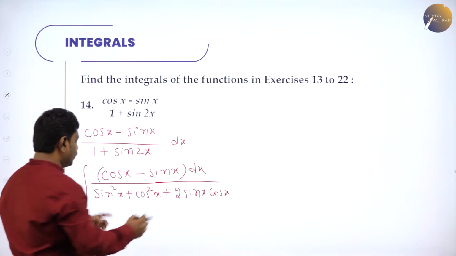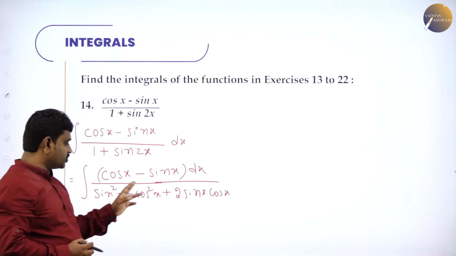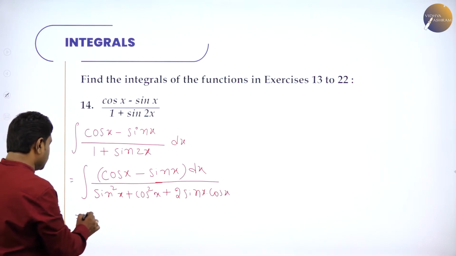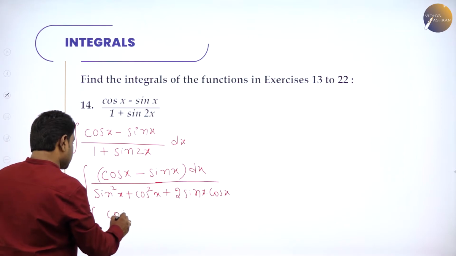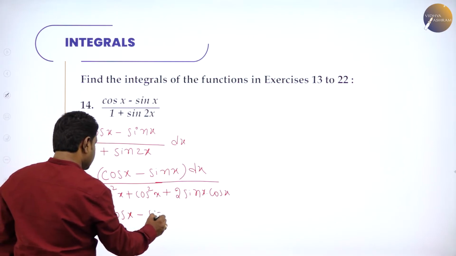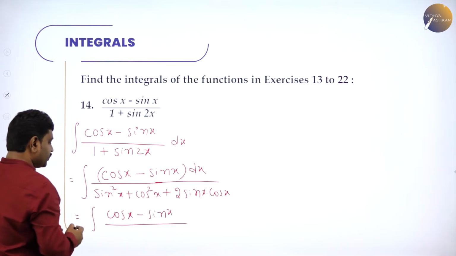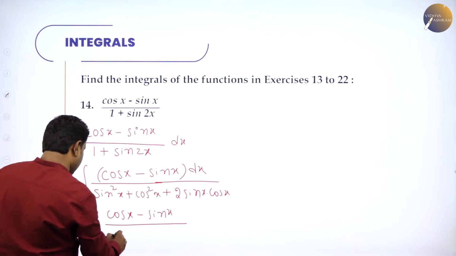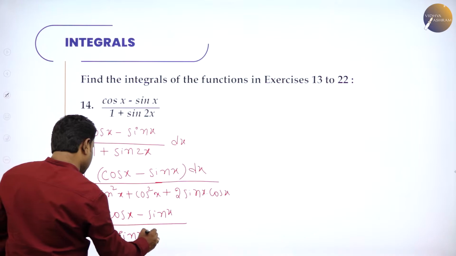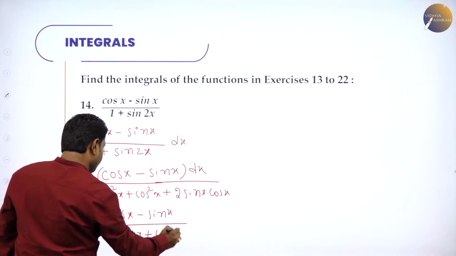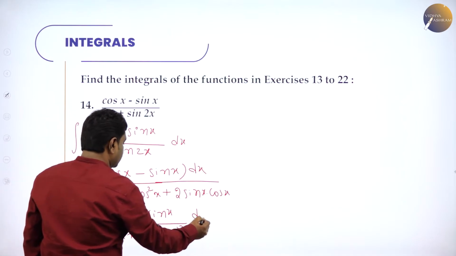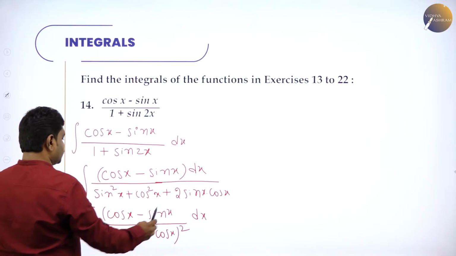Now observe the denominator: it is in the form a square plus b square plus 2ab. What is a square plus b square plus 2ab? a plus b the whole square. So the denominator can be written as sin x plus cos x the whole square, with respect to dx. I'll use brackets for this.